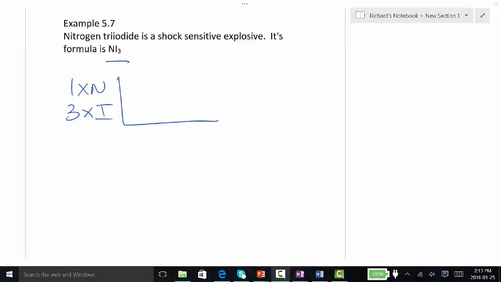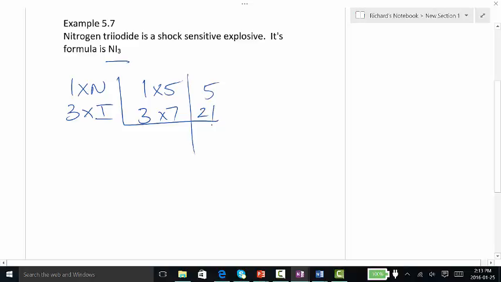I am going to do a tally of the valence electrons present in nitrogen triiodide. Each nitrogen has 5 valence electrons. Each iodine has 7 valence electrons, but there are 3 of them, so I go 3 times 7 to figure out the number of valence electrons brought to the table by iodine. Now a tally: 1 times 5 is 5, 3 times 7 is 21. There's a total of 26 valence electrons available for bonding.